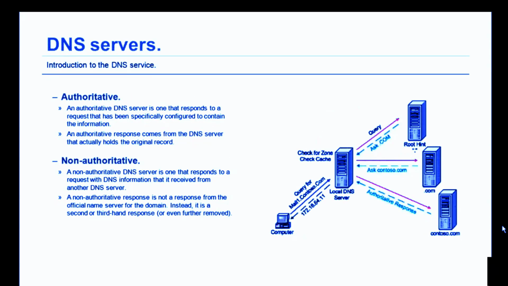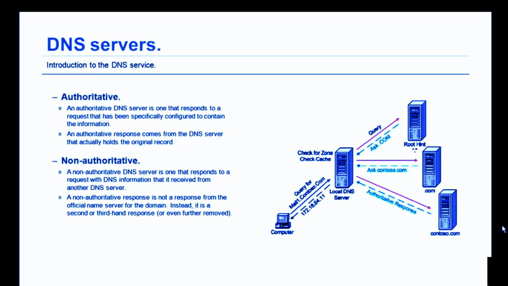Then there are authoritative servers and non-authoritative servers. An authoritative DNS server is one that responds to a request, and that authoritative server has been specifically configured to contain the requested information. An authoritative response comes from a DNS server that actually holds the original record. So an authoritative response comes from the name server that's been specifically configured to contain that record.